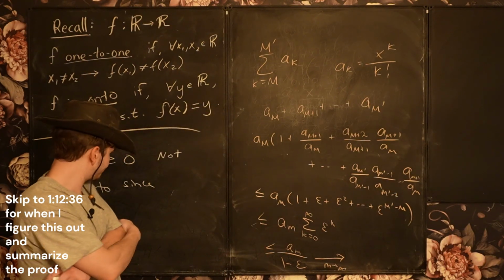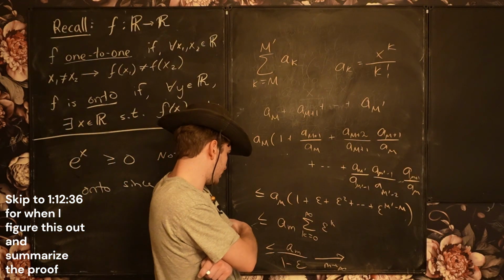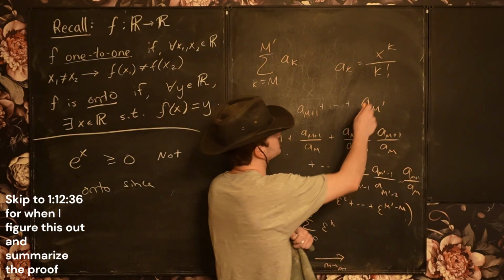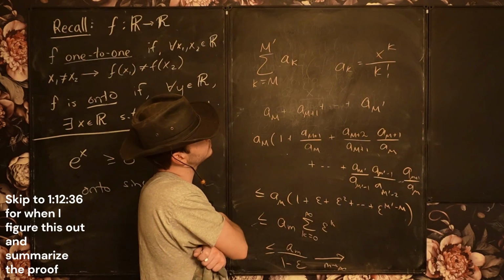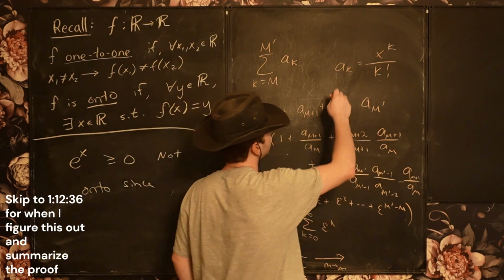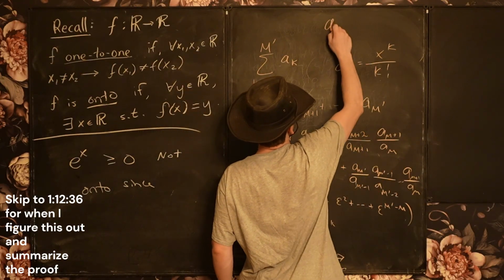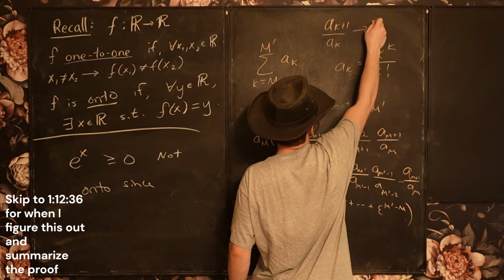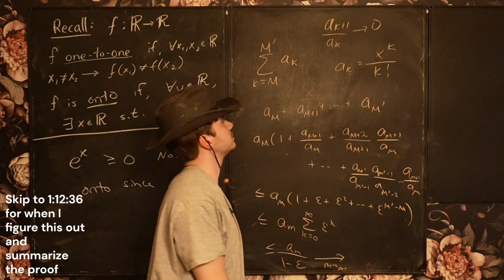And let's see here. So sending k to infinity, let's look at this expression. What happens if we send k to infinity? Well, again, we know that a_{k+1} over a_k is going to 0. So a_k better go to 0, right?